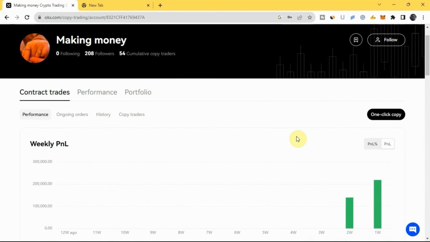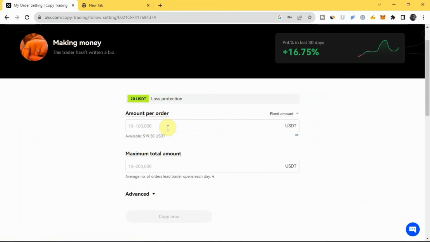So let's say, for example, you want to follow this trader. The first thing you need to do is come right here to where you have one-click copy. Once you click on it, the next thing is to come right here and put in the amount you want to use for every order. So let's say you want to use $10 for every order the trader is taking, you put it. You want to use $50 for each one, you put $50 right there. Whichever amount you want to put, you do that right there.